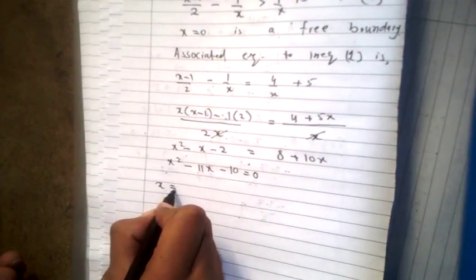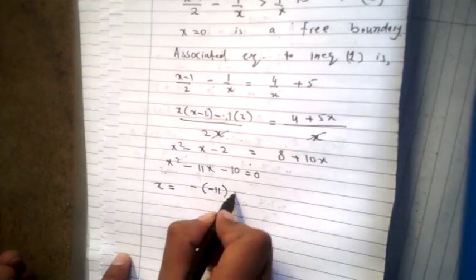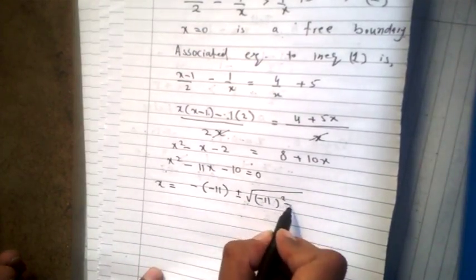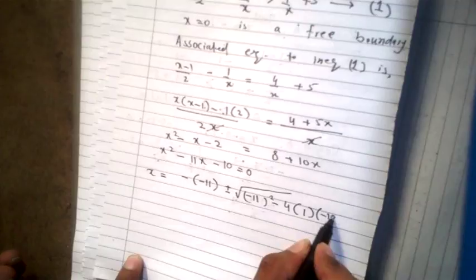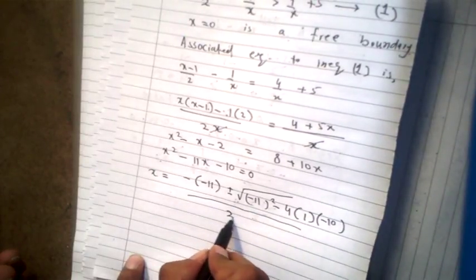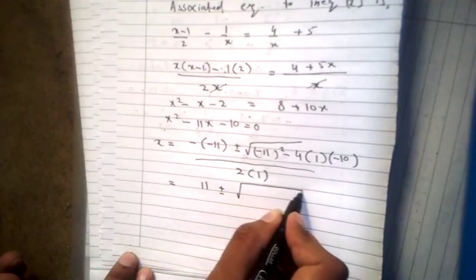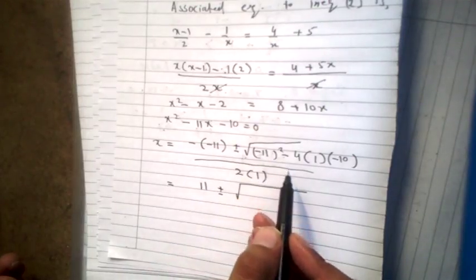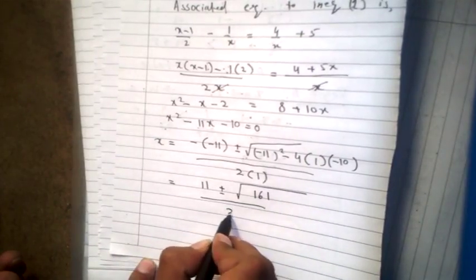You will get x is equal to minus b plus minus square root b square minus 4ac divided by 2a. And by solving this, you will get 11 plus minus square root, this is 121 plus 121, and this is plus 40. This is equal to 161 divided by 2.